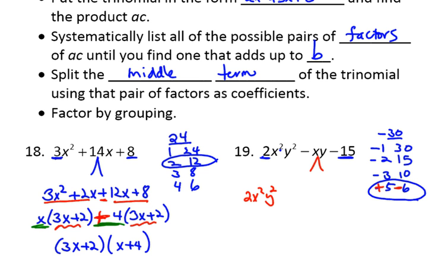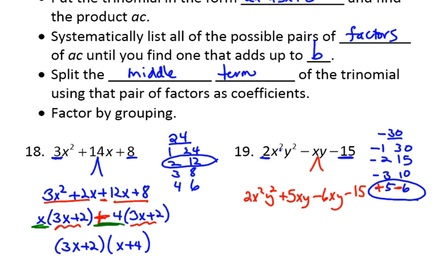And for the middle term, I'm going to have plus 5. Now I've got to use the same variable, xy. And then minus 6, xy. And you notice those two things will add up to negative xy. And then minus 15.